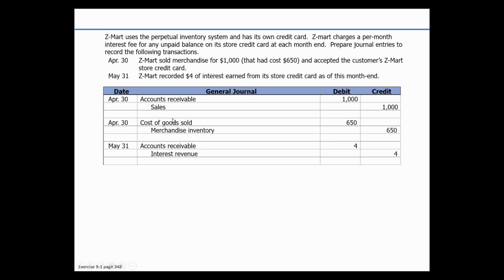So it's similar to what we did up here. Sales is a type of revenue, okay? So we credit that $1,000, but in this case here to record the interest, we have a separate interest revenue, and so we credit that $4. And then the same thing here would be a debit to accounts receivable.